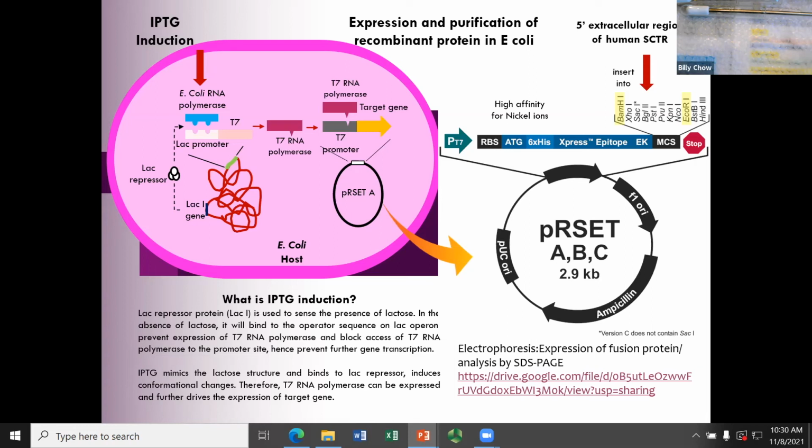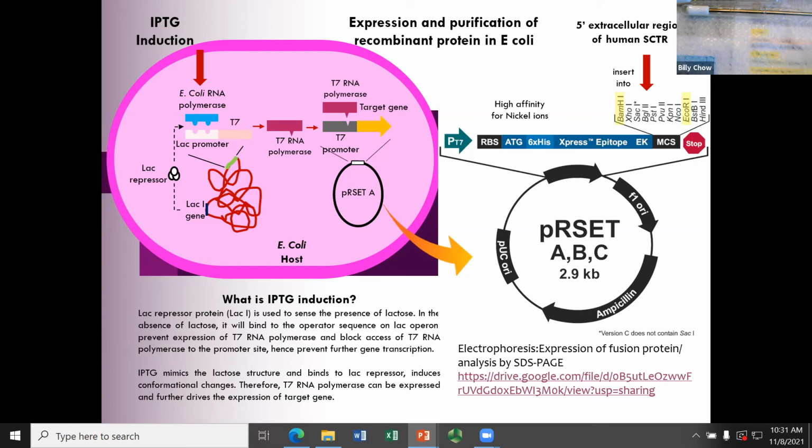Anyway, so T7 RNA polymerase, this gene is here, and in front of that, it is driven by the lac promoter. The lac promoter is driven by the E. coli RNA polymerase. So E. coli RNA polymerase binds to the lac promoter to drive the expression of T7 RNA polymerase. But the lac promoter is controlled by the lac repressor, and the gene is here in the bacterial genome. The lac repressor normally will interact with the lac promoter to prevent the binding of the RNA polymerase onto the lac promoter, therefore stopping the expression of T7 RNA polymerase.